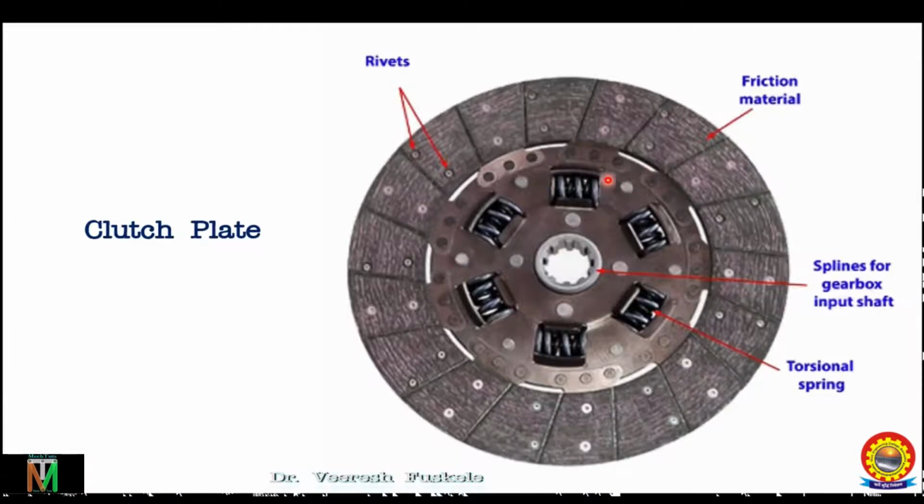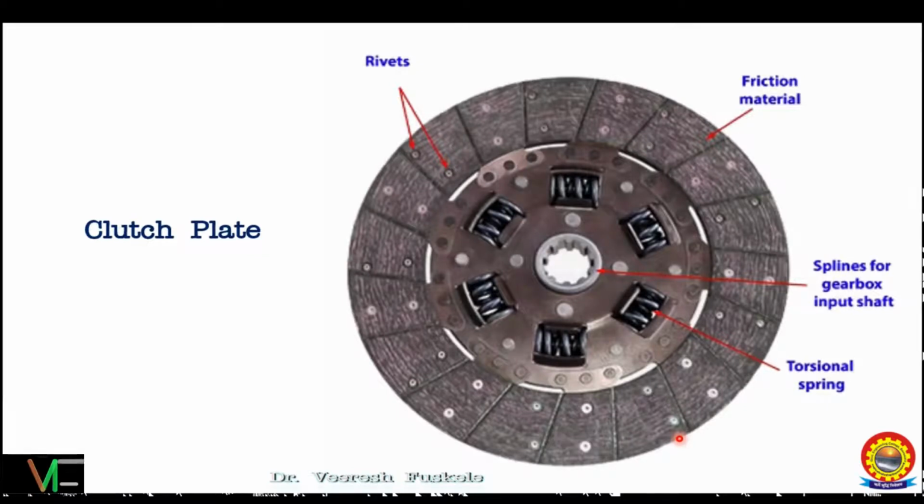So these coils reduce the torsional vibration which results from the sudden engagement between the clutch plate and the flywheel. That's the role of the coil springs. A similar mechanism is provided along the axis.